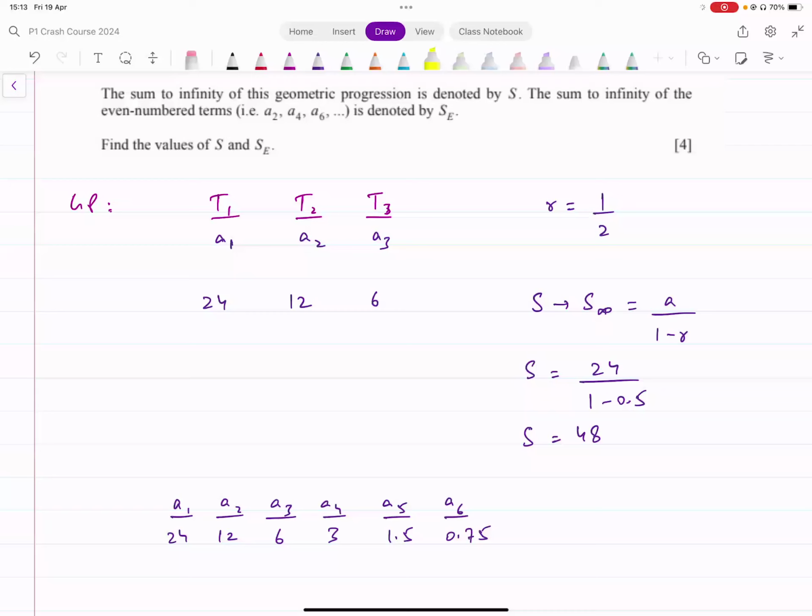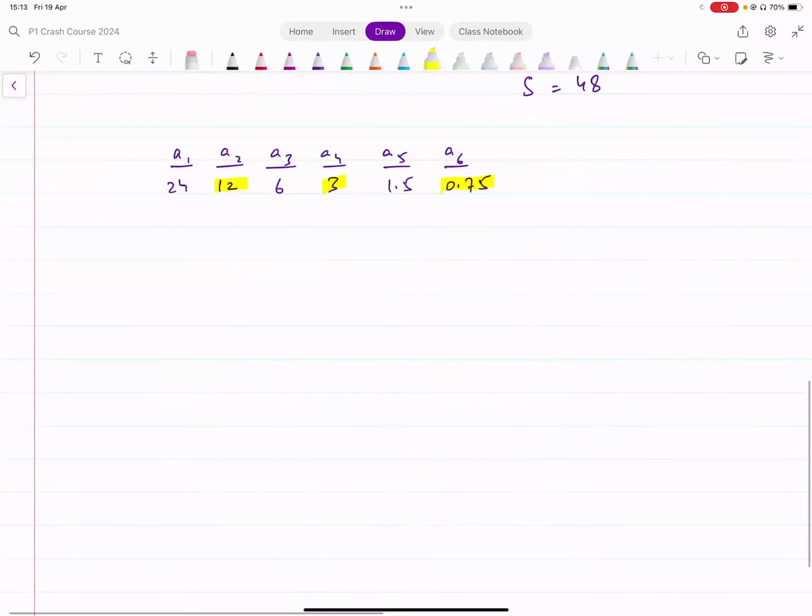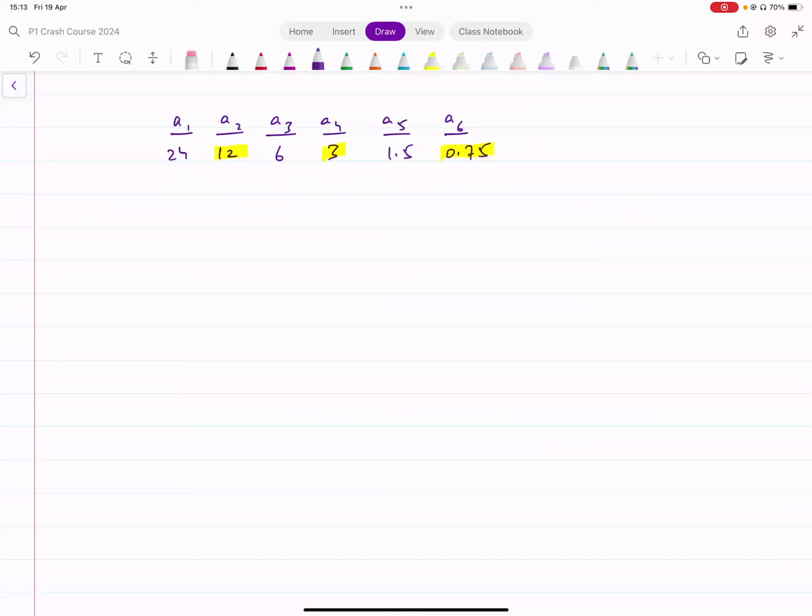So basically, they want the sum of 12, 3, 0.75, and so on. What you can do is you can treat this as another sequence, a different sequence, a new sequence, which has these terms: 12, 3, 0.75, and so on. Okay, that's a new sequence that we've got.